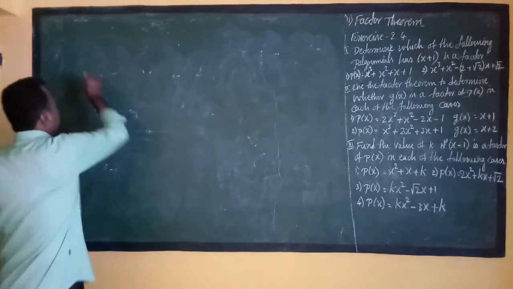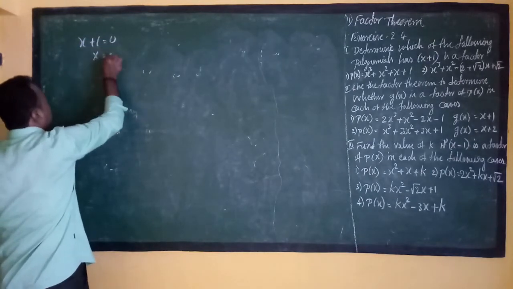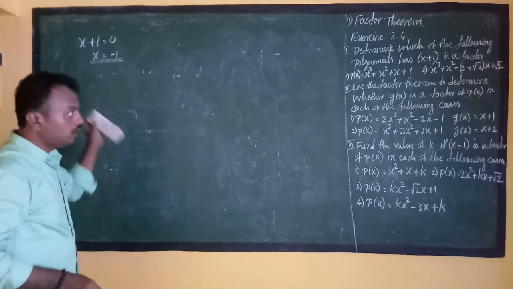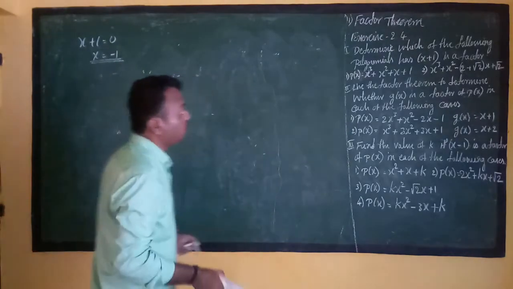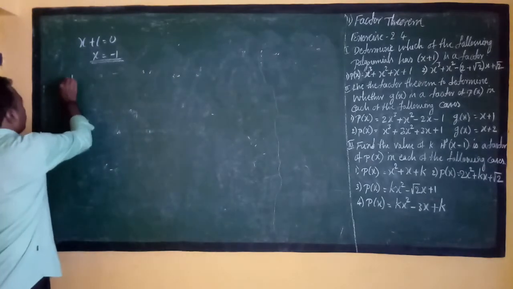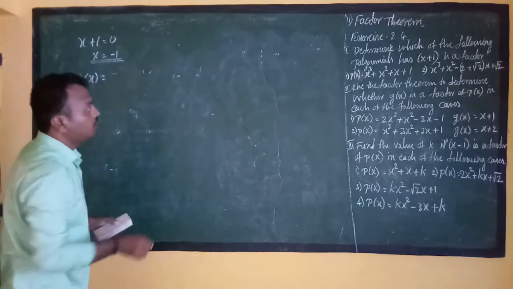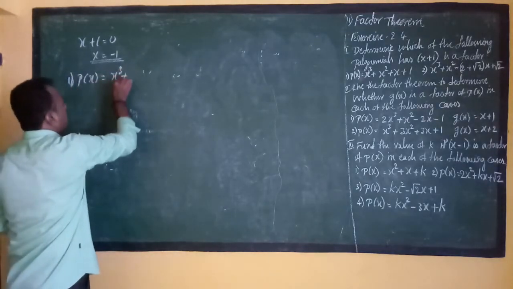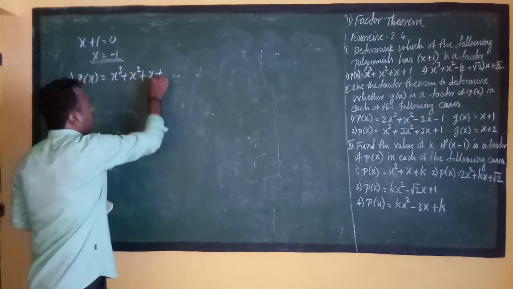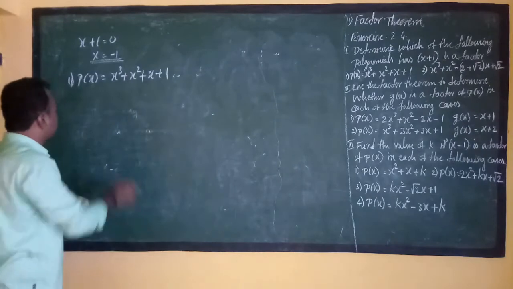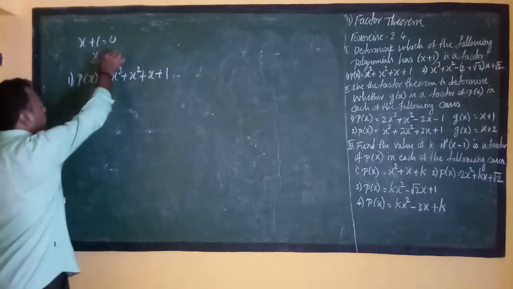So first, x plus 1 is a factor. That means x plus 1 is equal to 0, plus 1 becomes minus 1. This value is minus 1. This value we have to substitute in p of x. Okay students, first one, p of x, I will show it. First one, p of x is equal to x cube plus x square plus x plus 1. Okay students? Yes. P of x is equal to x cube plus x square plus x plus 1. This value we have to substitute.